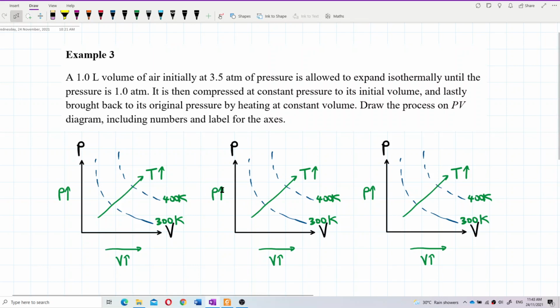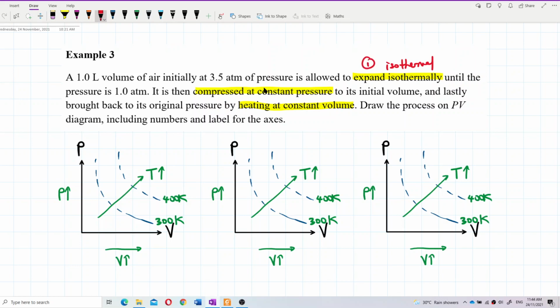Okay, I purposely drew these three graphs just for temporary use. First of all, let us identify how many processes are mentioned. Here you say a 1 liter volume expands isothermally. Look for keywords: expand isothermally. Then compress at constant pressure. And the last one is heating at constant volume. So the first one is an isothermal process.